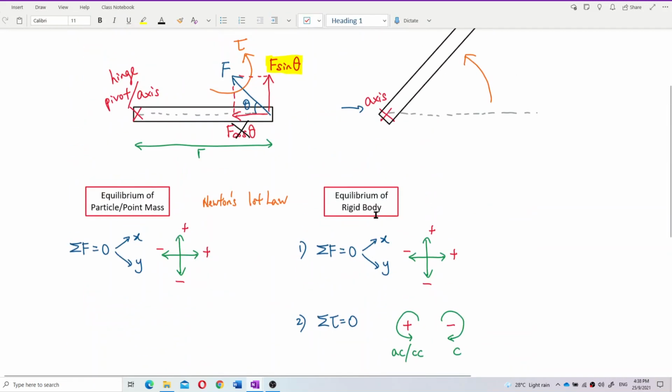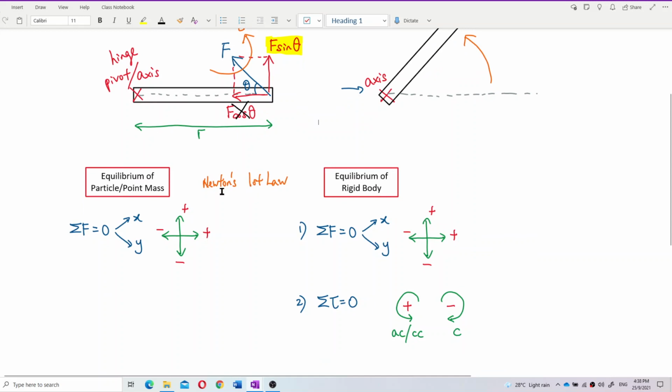I did tell you about this, Newton's first law. Last time, in the previous chapter, we learned about equilibrium of a point mass, which only has one condition: total force equal to 0. There's no rotational motion here, only linear motion involved. But in a rigid body, we involve two kinds of motion, linear motion and also rotational motion. So it will have two conditions.